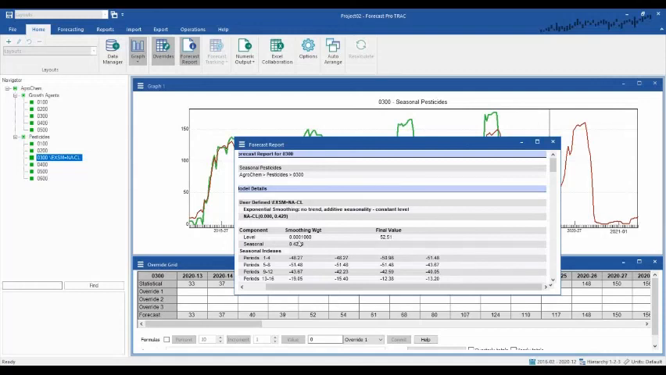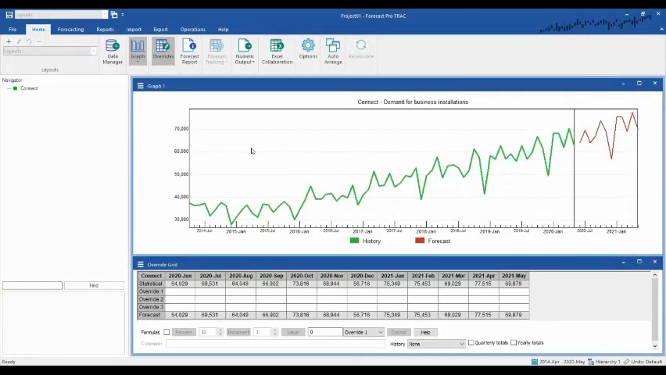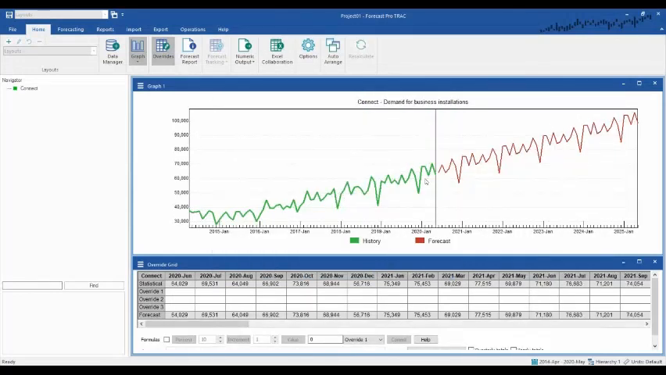We're also going to take a quick look at the custom component model. So the custom component model is another model that is unique to Forecast Pro. And we're actually going to go back to that same connection data. What we want to look at is a 5-year forecast. So I'm going to go into options here, and I'm going to change this to 60. So now what we're looking at is a 5-year forecast for the telecommunication installations.